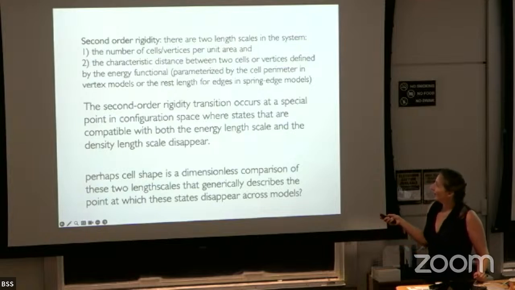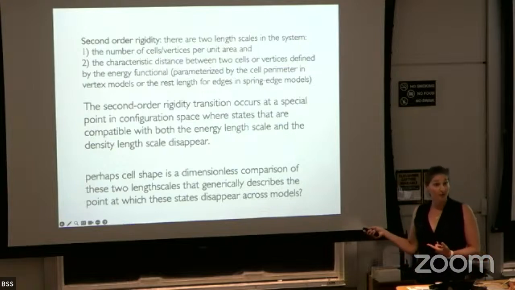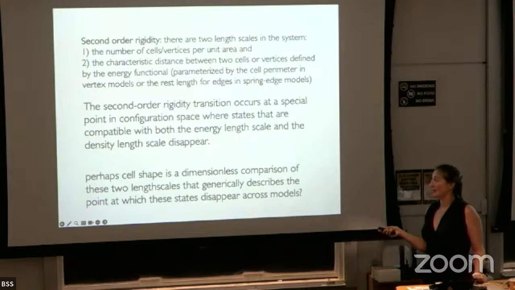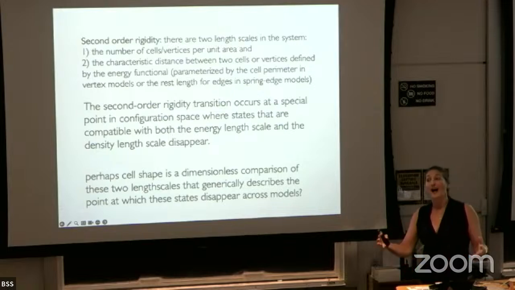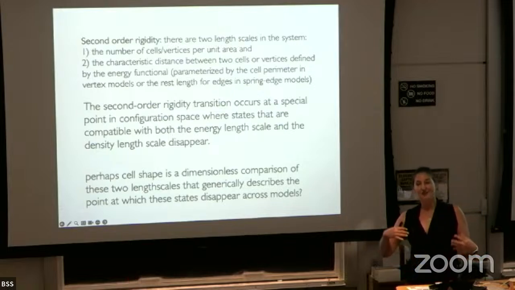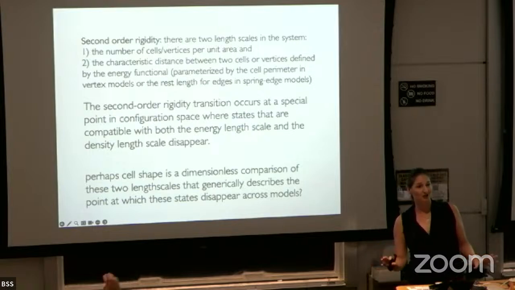So the states that are compatible with both the energy length scale and the density length scale disappear. That is a very general framing of the problem. And so the suggestion that's a little crazy is perhaps cell shape is a dimensionless comparison of these two length scales that works across different models, and therefore it generically describes the point at which these states disappear. That would work if that were true. Now, how to make that more precise than the wishy-washy statement I just said, I don't know, but it's a suggestion of why I think this works. It's because it's a second order rigid system. Okay, yes.